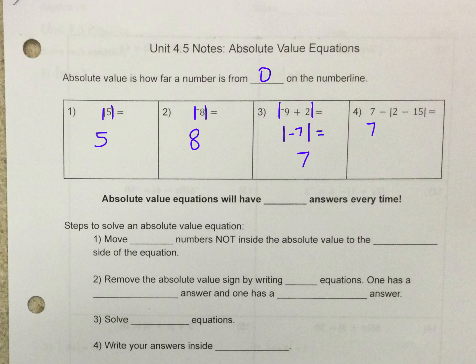So I'm just going to copy down the 7 minus the absolute value. 2 minus 15 is negative 13. Okay, now I need to deal with this negative 13 absolute value. Well, negative 13 is 13 away, so 7 minus 13. And 7 minus 13 is negative 6. All right, that should have been a review. Now we're going to learn some new stuff.